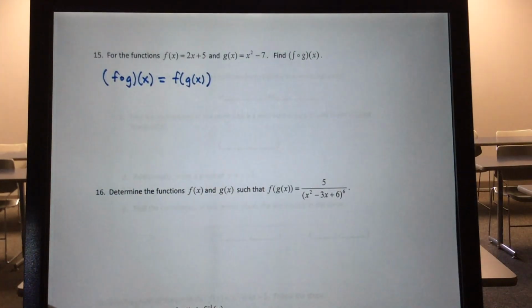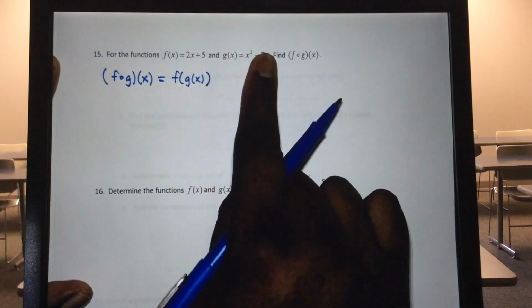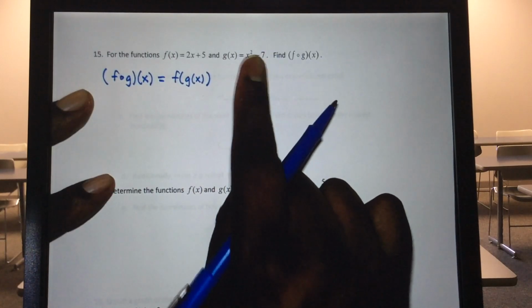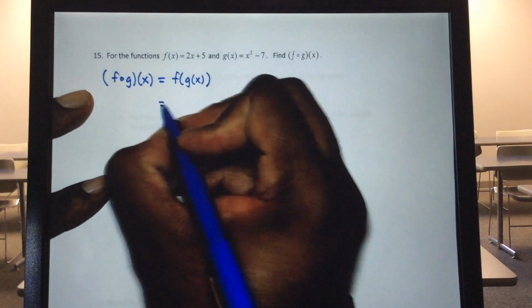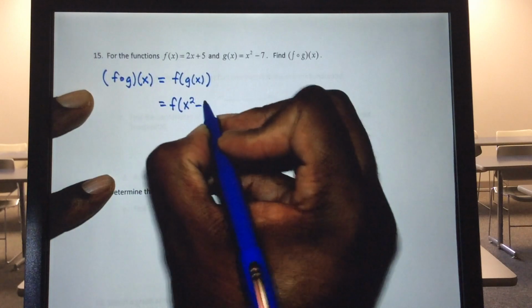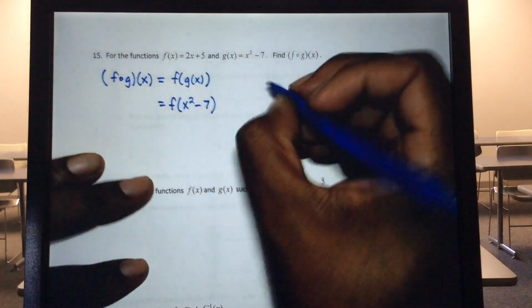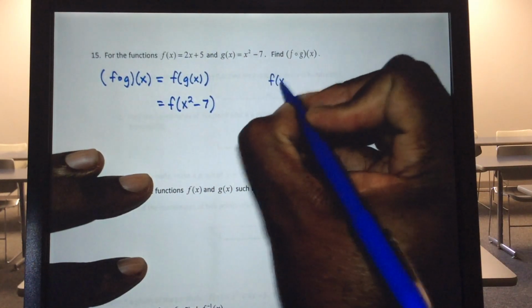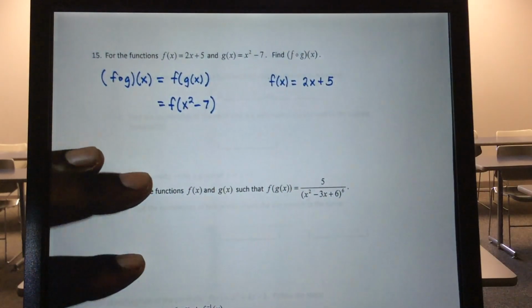Here, your g of x is going to be your inside function, as you can see. But g of x is x squared minus 7, so I'm going to substitute g of x with what it's equal to, x squared minus 7. So it's going to be f of x squared minus 7. That's what I'm going to be evaluating. In this case here, that f of x is the 2x plus 5. That's what it's equal to.